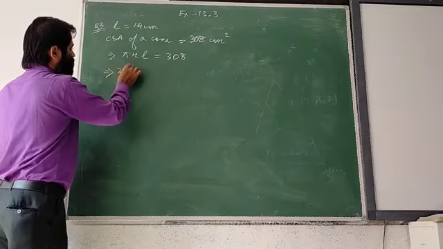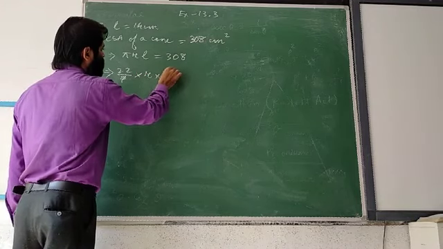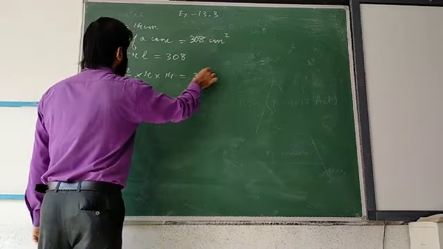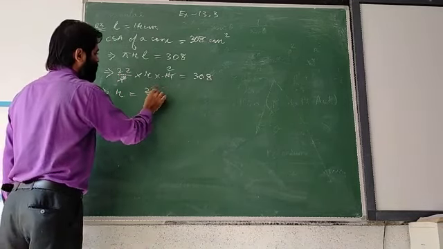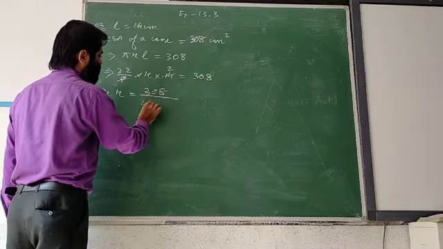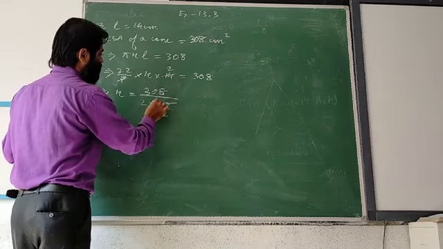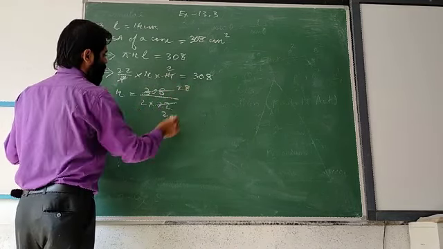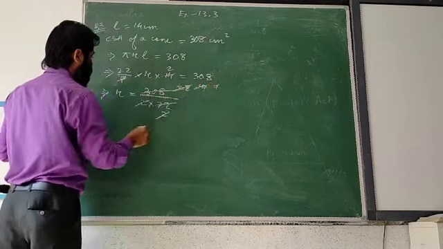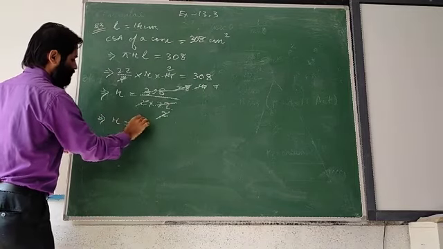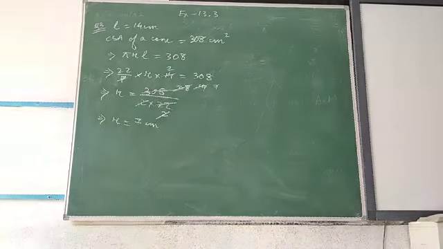Now pi means 22 by 7, R we don't know, L means 14, equals to 308. Now this 14 and this 7 can be cancelled. Now you are having R equals to 308 by 2 into 22. Now this can be cancelled with 11. 11 twos are 22. Now 2, 14, 2, 7. So you are having R equals to 7 centimeter. Okay?